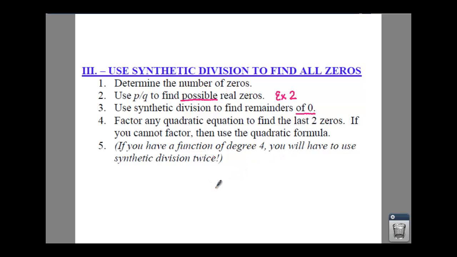One thing you have to remember is if you have a function of degree 4, you're going to have to use synthetic division twice. Your goal is to get down to something like an x squared plus 2x plus 3. Get down so that you have an x squared. Once you have an x squared, you can either factor or use your quadratic formula, but you have to get down to an x squared.